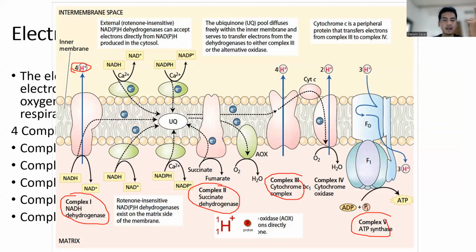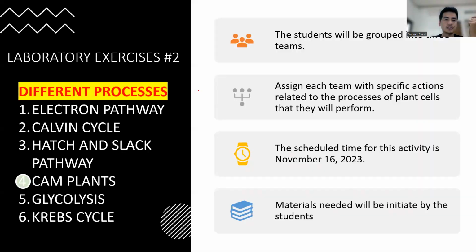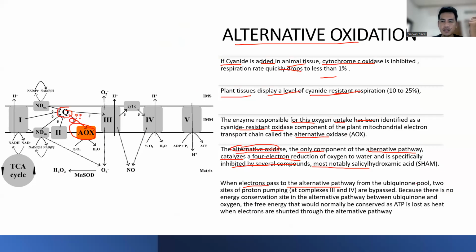there are 4 hydrogen or electrons produced. When complex 2 pumps, there is no release of hydrogen. Okay? The same goes for complex 3. Once it pumps, there is a production of 4 hydrogen molecules. So, it says here, the alternative from the ubiquinone pool has 2 sites of proton pumping. So, complex 3 and complex 4.